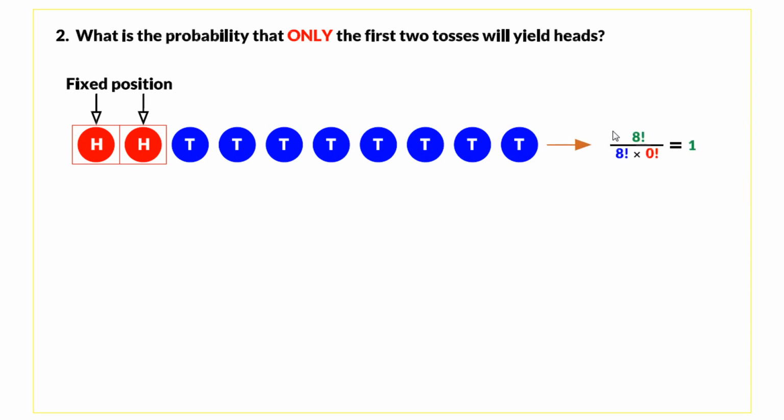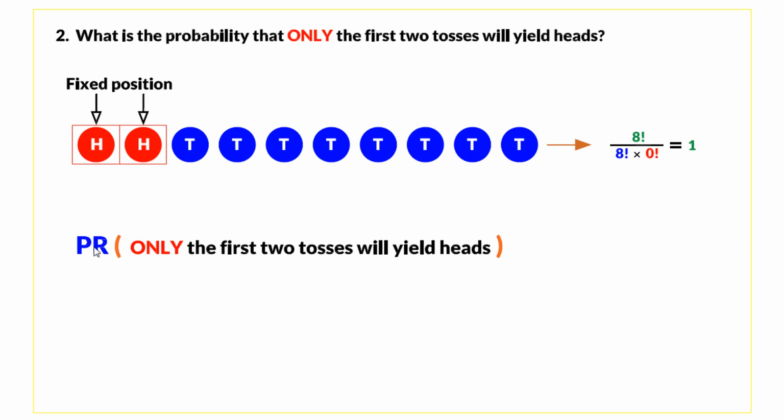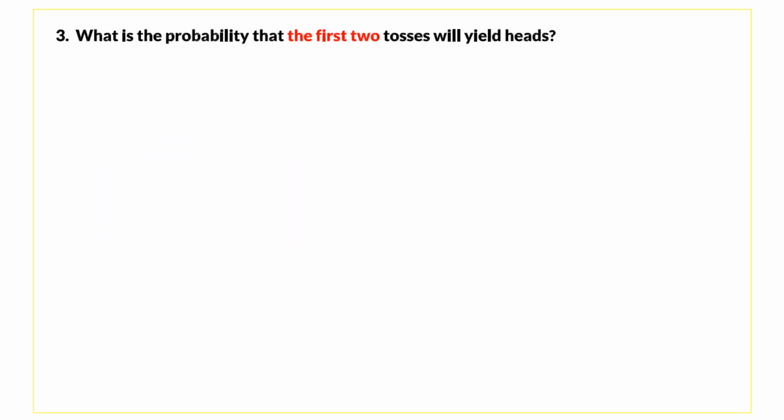So we can also apply the permutation formula for 8 objects taken 8 at a time with 8 identical items, and that's equal to 1. So now the probability of the event is 1 divided by the total number of elements in the sample space, and that is 1 divided by 1024.